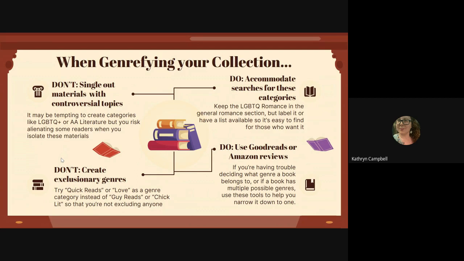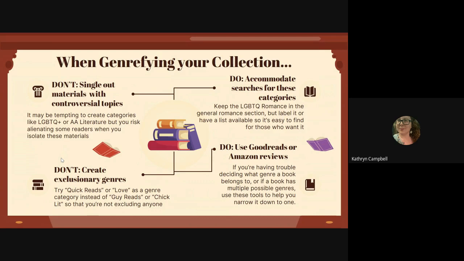So the opposite of the don't single out materials with controversial topics, do accommodate searches for those categories. If you do have, like my school librarian was talking about, we have a lot of kids that are specifically interested in the LGBTQ section type books, but she didn't want to isolate those books and make them stand out. So she put them into their genre categories and then just created a little tag system. So it was easier for her to pick out the ones that the kids were asking for in those sections. And then, she had kids stumbling upon those books that didn't really intend to find them, but that ended up really loving them.